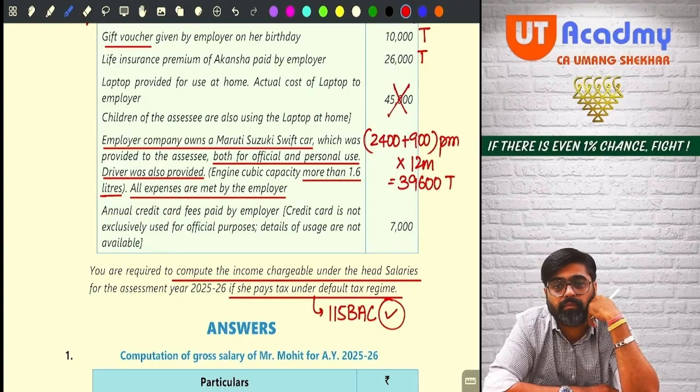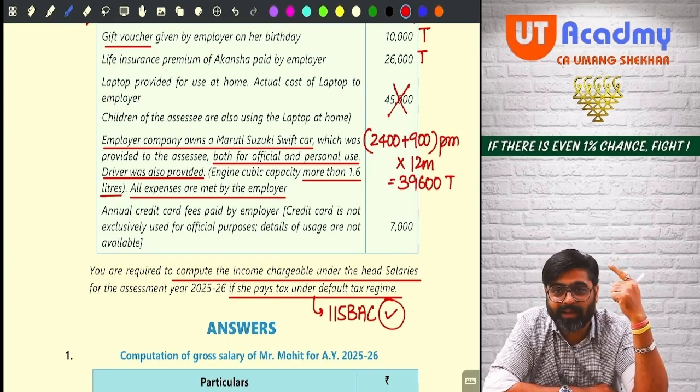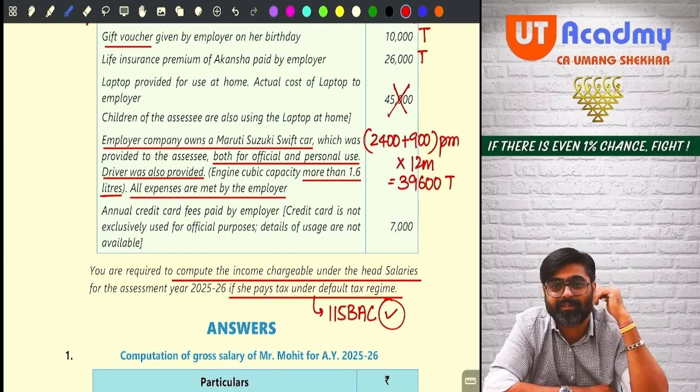10 marks. And 10 marks, how easily you can get? Provided you recollect everything on time and you don't commit silly errors.